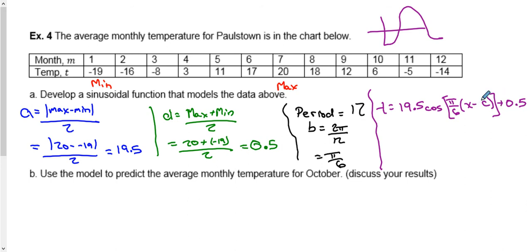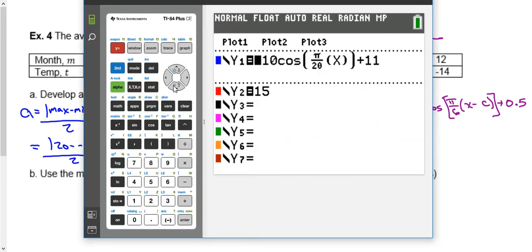Okay. And what you want to do is you could test this out right away to see if you need a c value, and if you type it in on your graphing calculator, let's see what we get. So right away on our graphing calculator you have the negative 19.5, and there's a reason why I said negative. Well, we're going from bottom to bottom, so it has to be a negative cosine curve, not top to top.